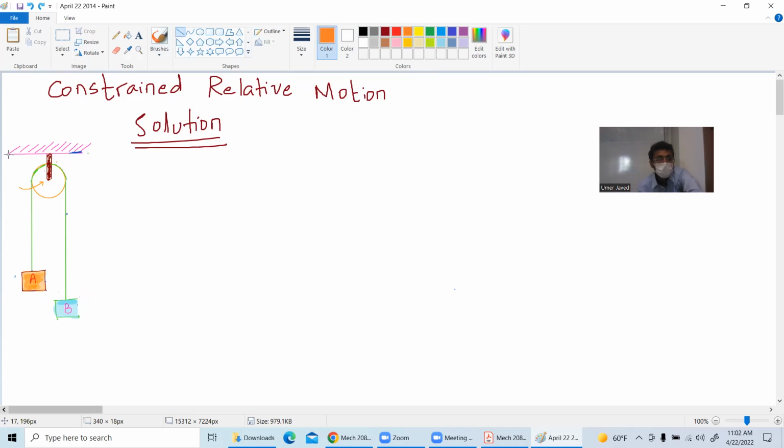So let's say I am putting my reference line here. How many students agree? Done. The second thing that you will do is, let's say this is the radius. I think I should have been more specific. This is the radius of the pulley.